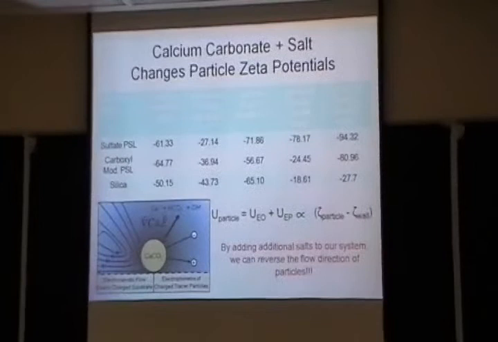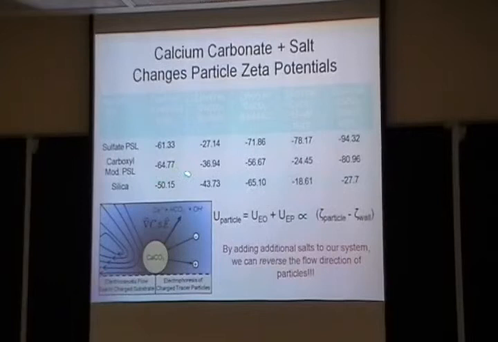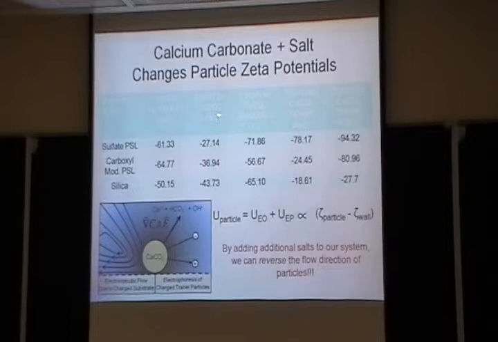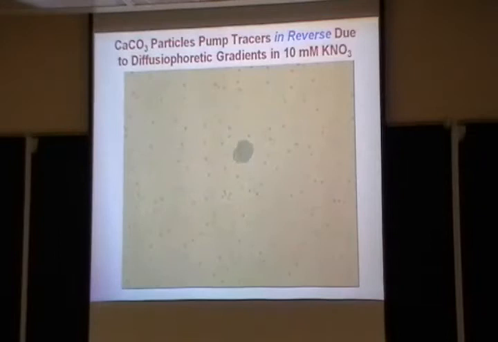But if you add other kinds of salts where this thing reverses, so if you add some potassium chloride, you can switch it now. Here, when you have just calcium carbonate present, the tracer particles were less negatively charged than silica. Now it's the other way around. So if you just have calcium carbonate, they're pushed out. But if you now add some, in this case, potassium nitrate, they start to move in.